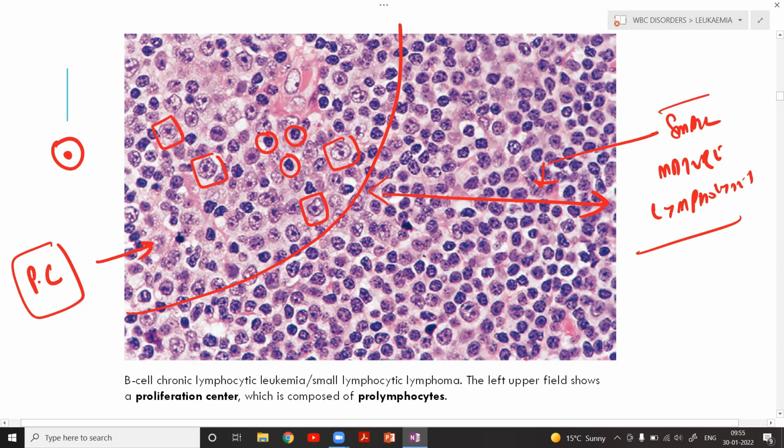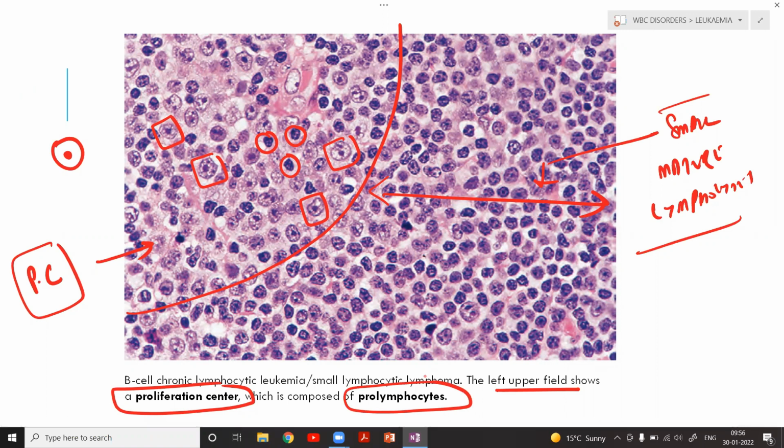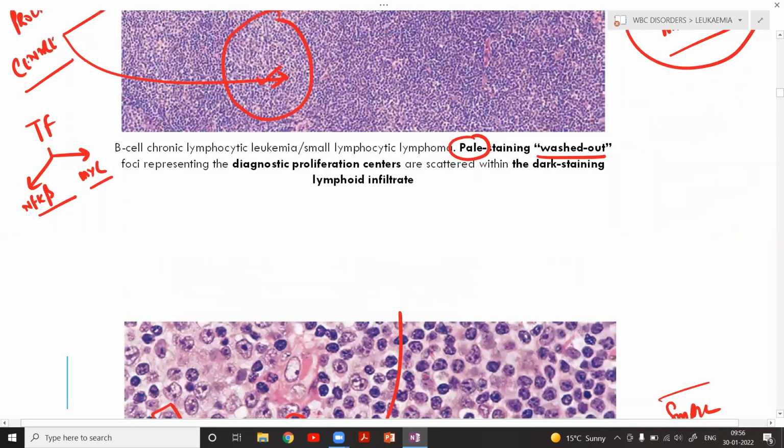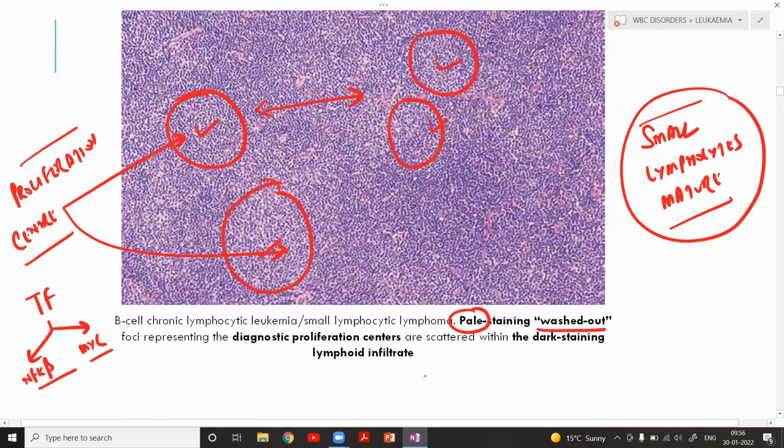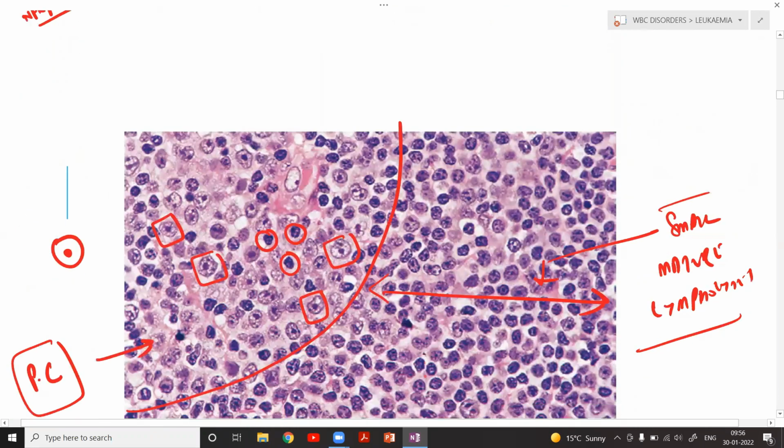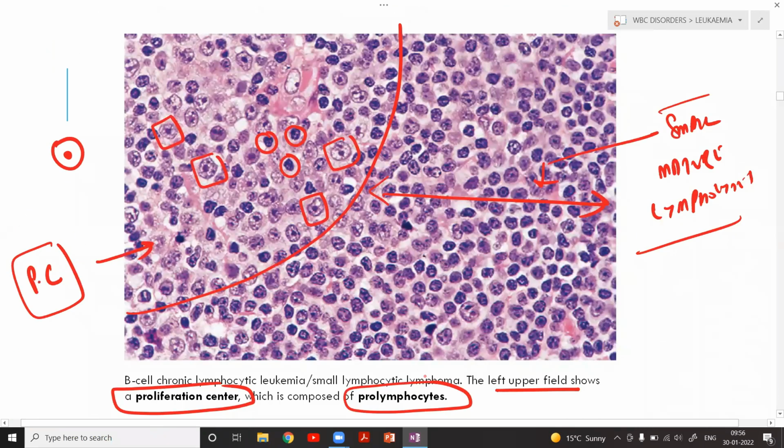So this upper left field, as shown, is basically called a proliferation center, which is composed mainly of pro-lymphocytes, having a clear cytoplasm and a very prominent nucleus. These constitute the proliferation centers, which are the diagnostic hallmarks of SLL. Is it clear to everyone? What is a proliferation center and what are the main components? What are pro-lymphocytes and what are the major cells? They are small mature lymphocytes.